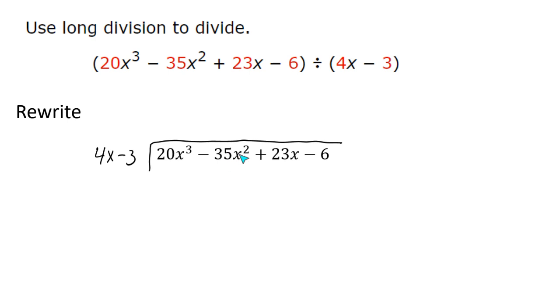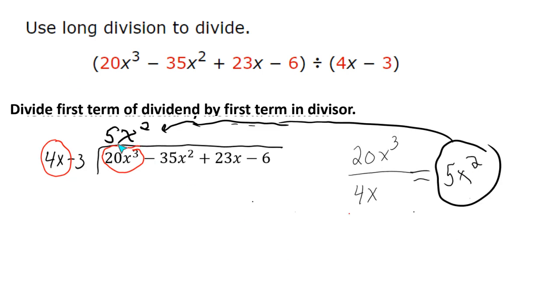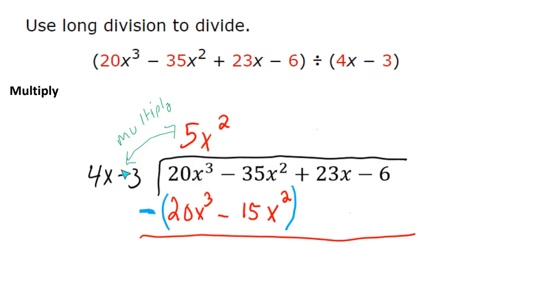Okay, so what you want to do next is take this first number and divide it by the first number in the divisor. I'm going to do it on the side. 20x cubed divided by 4x is going to be 5x squared. So that's what's going to be up here. Why? Because 5x squared times 4x is going to give you that 20x cubed. If we multiply out, 5x squared times 4x is 20x cubed, and 5x squared times negative 3 is negative 15x squared.